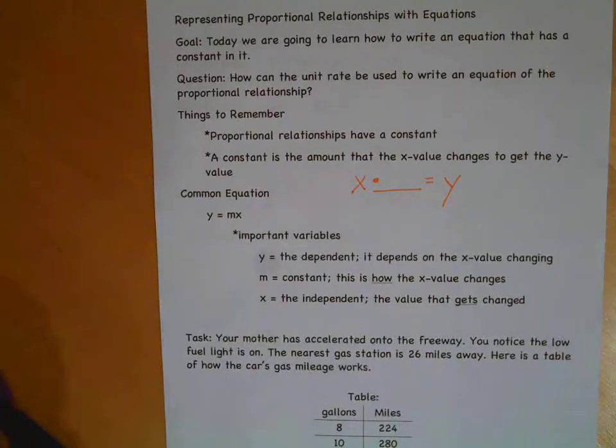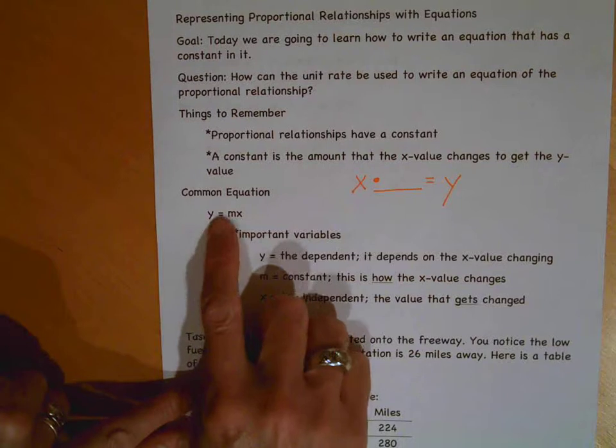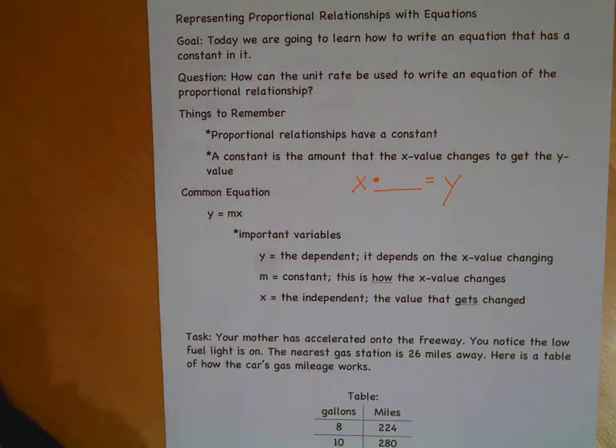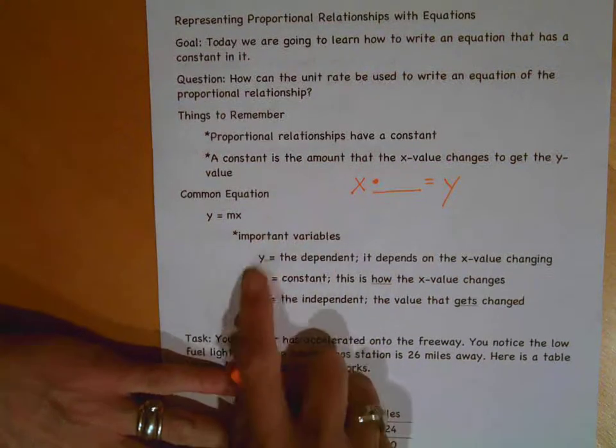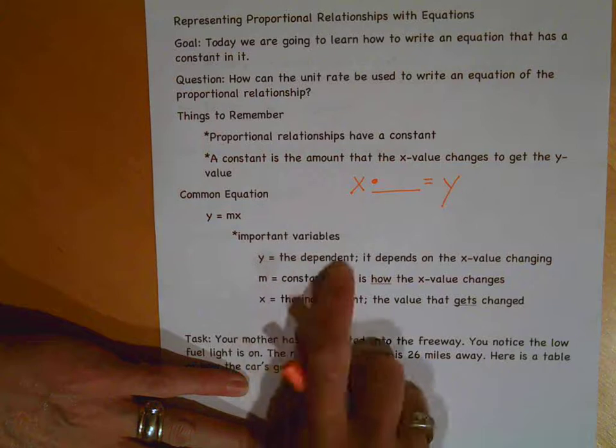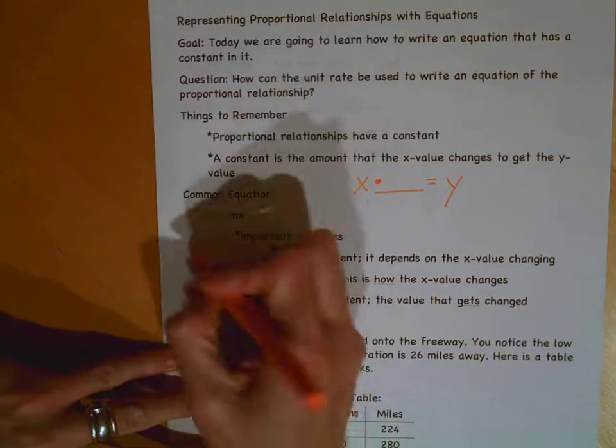So the common equation that mathematicians have come up with is this. Y equals m times x. So there's some really important vocabulary words that you have to know. And so it says important variables. The y is the dependent. It's the output. So here's our table.